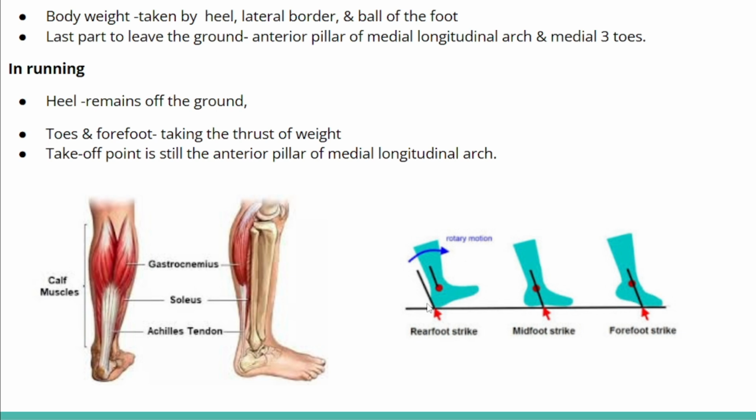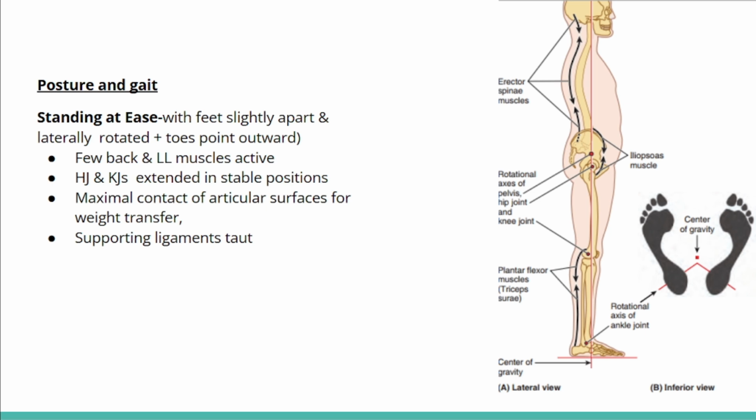The heel strike pattern is common for walking and can occur during slow-paced running. Midfoot strike is often considered a neutral strike and can be efficient when running. Forefoot strike is common for high-speed running and sprinting. Then we'll talk about the posture and gait.